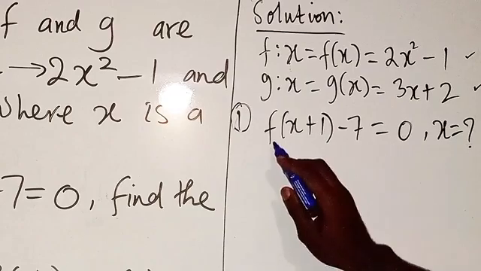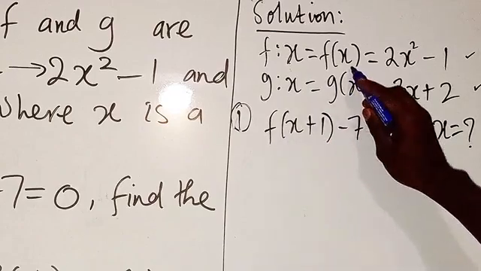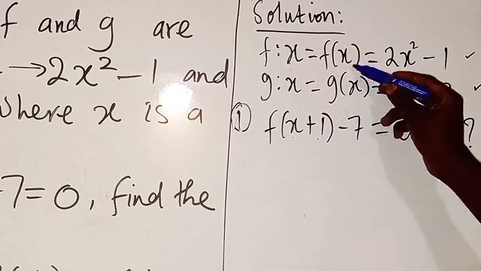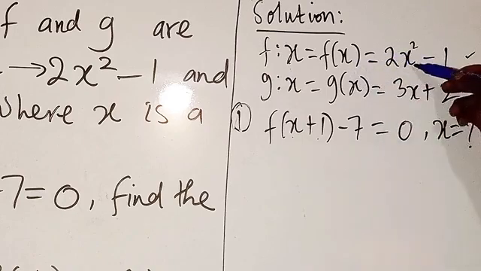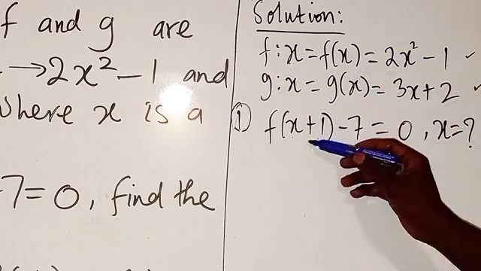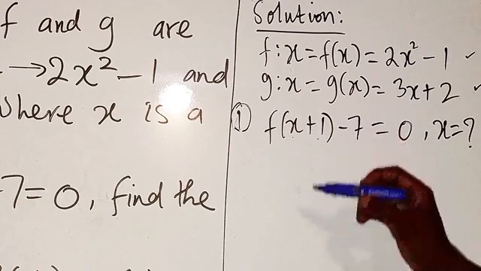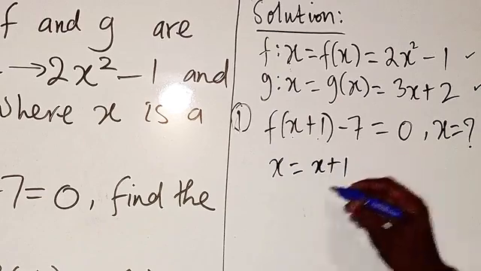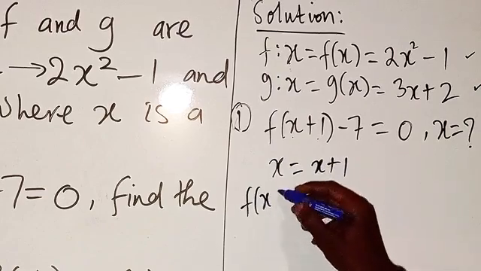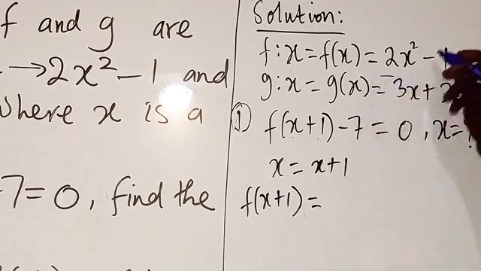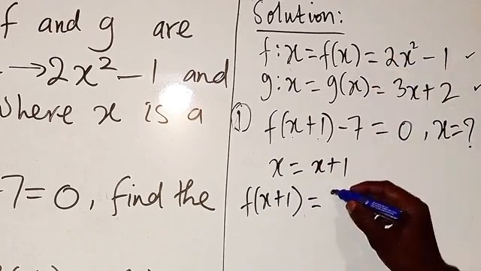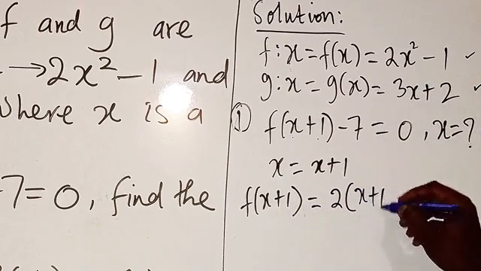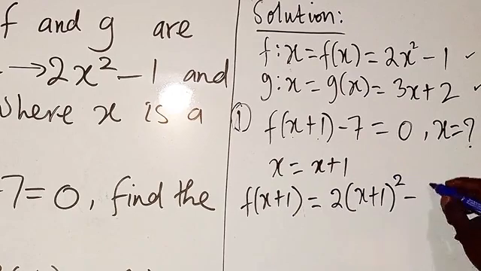Since we are having f of x here and f of x plus 1 here, this is telling us that x plus 1 represents the value of x. So from the function, anywhere we see x, we are going to be replacing it with x plus 1. So f of x plus 1 is going to be 2 into bracket, x plus 1 all squared, minus 1.